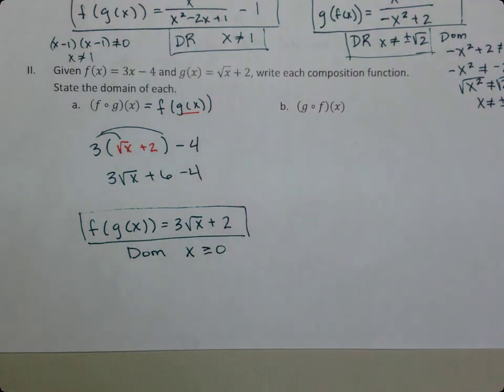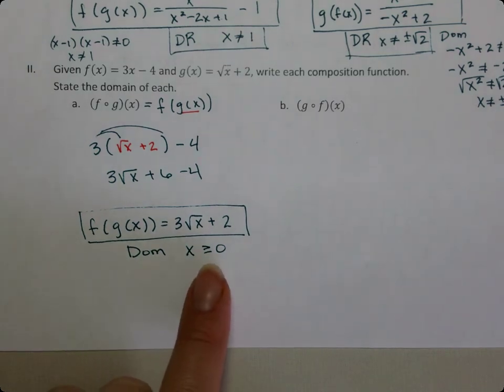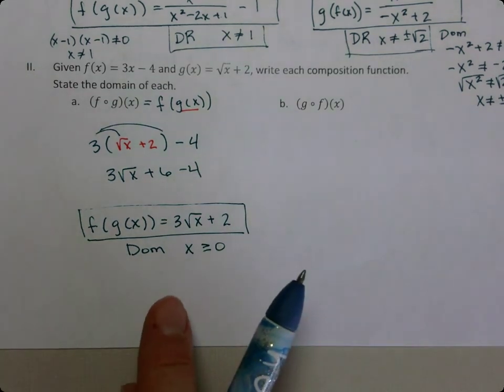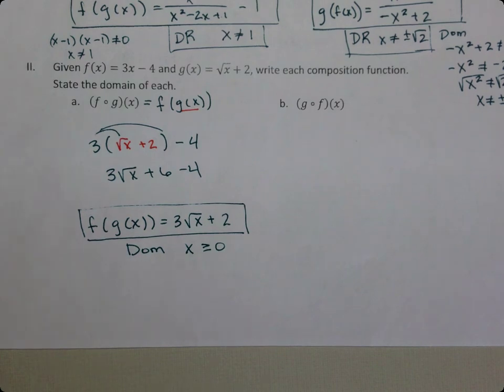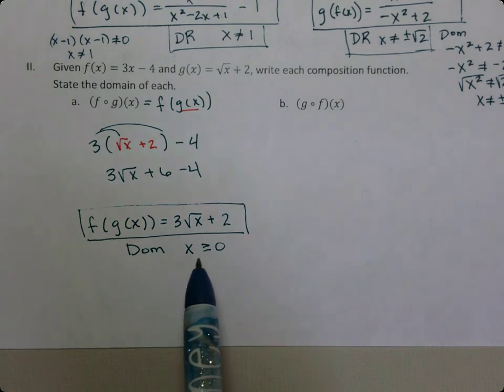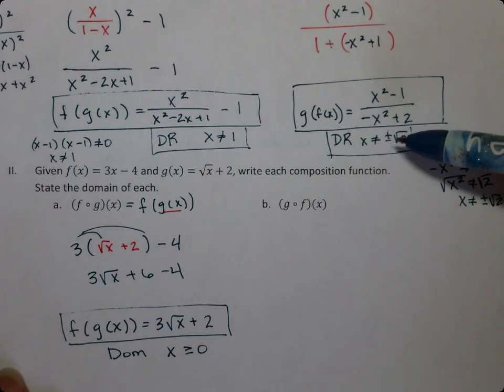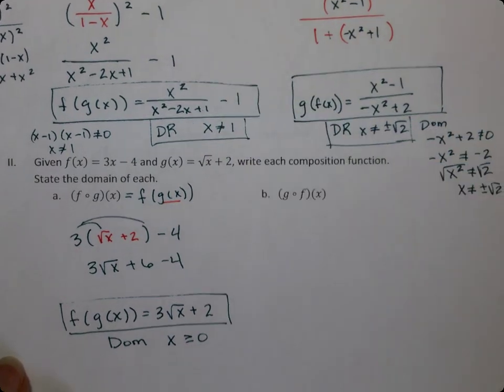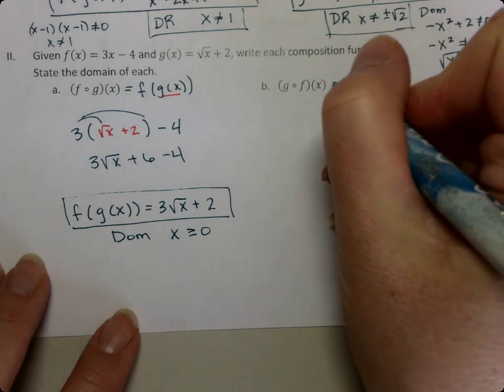So x is the only thing underneath there. So my domain, x is greater than or equal to 0. Again, that's why I didn't put a domain restriction on this one. I'm telling you what x can be, and the other ones, I told you what x cannot be. So that's why it's a restriction. Okay, let's do the next one.